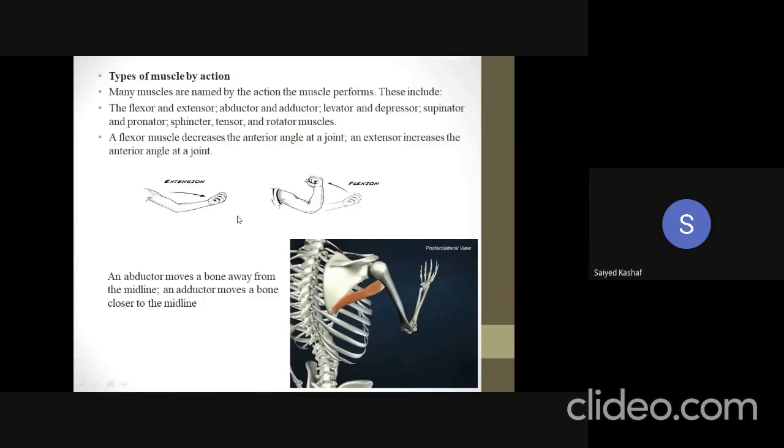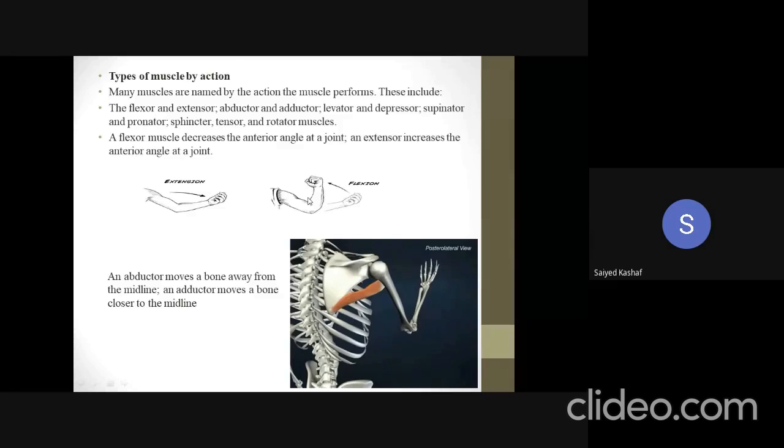The flexor muscle decreases the anterior angle at the joint, and the extensor increases the anterior angle of the joint. You can see the angle between these two arms is wider than with the flexor. It is nearly 160 degrees, compared to nearly 90 degrees.